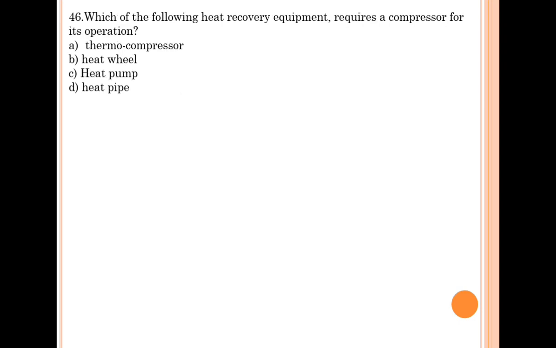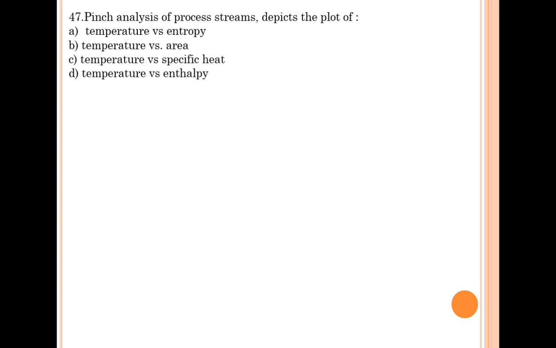Question 46. Which of the following heat recovery equipment requires a compressor for its operation? So here the answer should be heat pump, because the thermal compressor is not having any compressor, heat wheel and heat pipe are also not having a compressor, but heat pump we need a compressor to operate. So option C is the right answer.